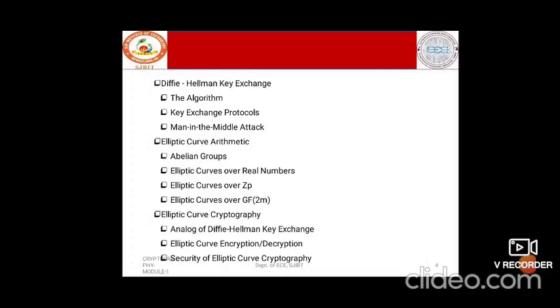GF of P we have already discussed in the previous module. Here we'll discuss GF of 2^m, that is Galois field. Here GF stands for Galois field. Then elliptic curve cryptography, analog of Diffie-Hellman key exchange, elliptic curve encryption decryption, and security of elliptic curve cryptography.